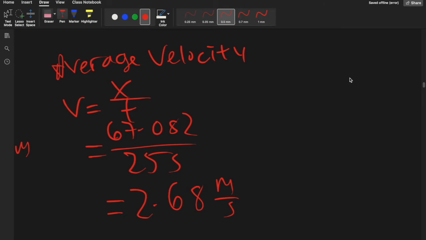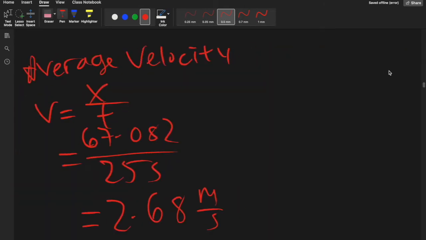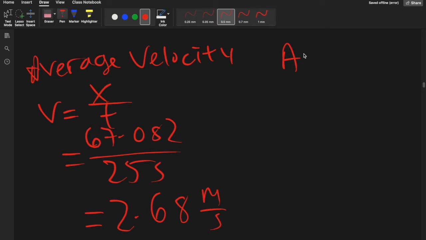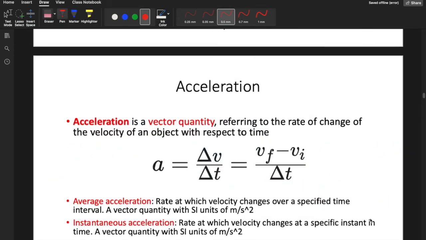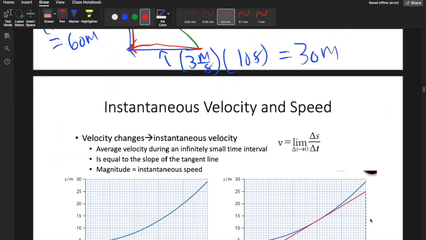And average speed. Average speed will be equal to 19 meters divided by 25 seconds, which is equal to 3.6 meters per second. Alright, so let's move on to the next part.